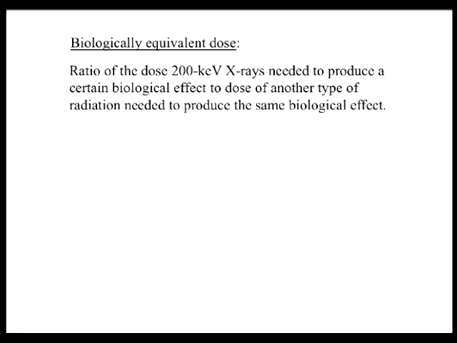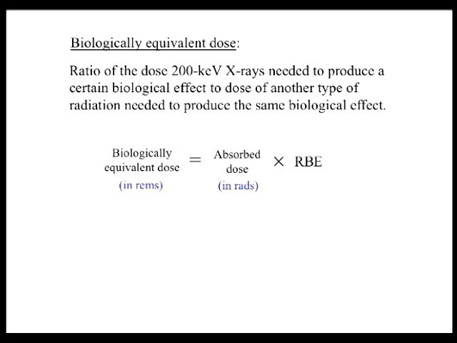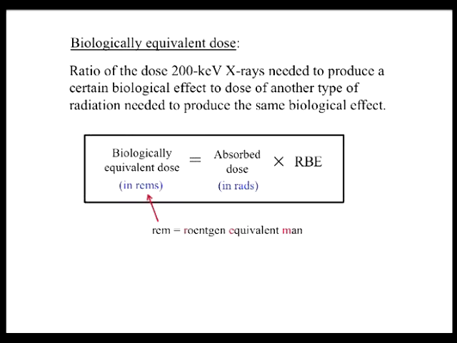The RBE is often used in conjunction with the absorbed dose to reflect the damage-producing character of the radiation. The product of the absorbed dose in rads, not in grays, and the RBE is the biological equivalent dose. The unit for the biologically equivalent dose is the rem, short for Roentgen equivalent in man.